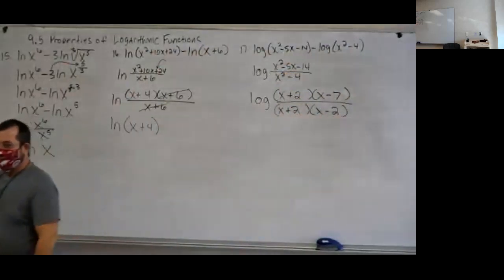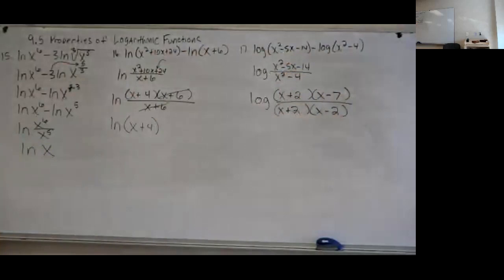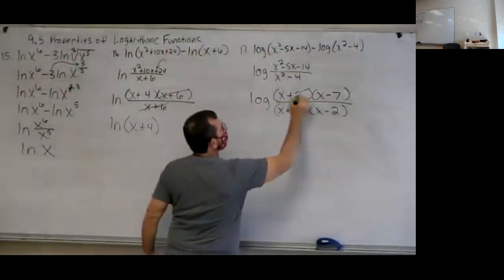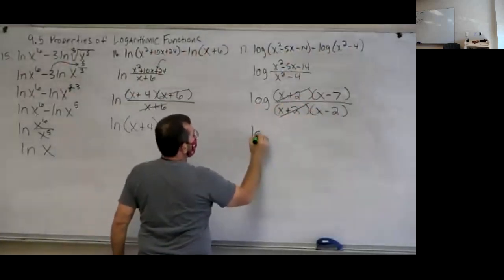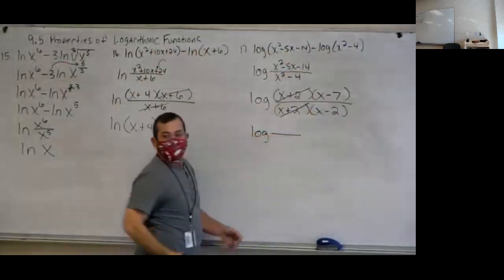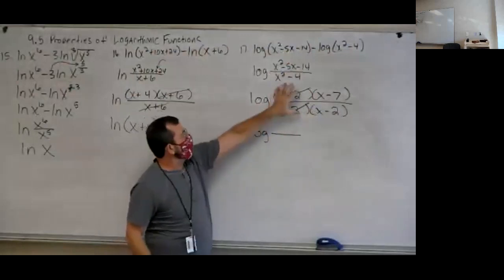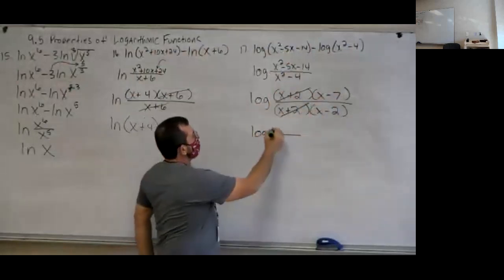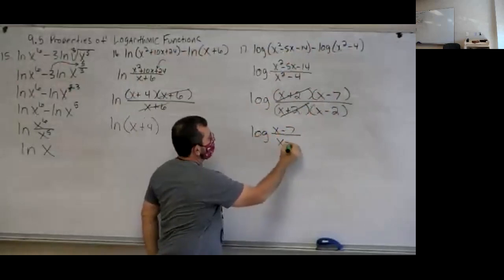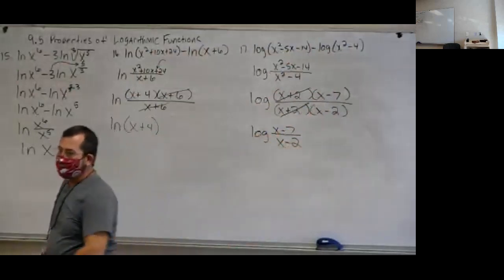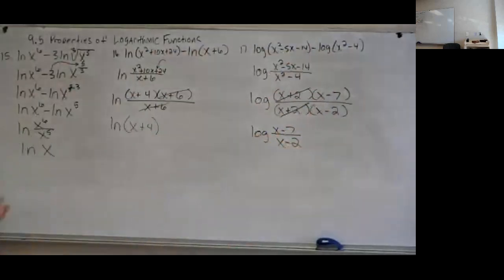Uh-oh. Guess what I'm about to do? I'm going to cancel out those x plus 2's. So I get a log. Now, since this one is going to end up with the fraction bar still, you don't have to put these in parentheses. You can do the x minus 7 over the x minus 2, okay? Because remember, it understands now, since that's a fraction, everything applies to that log, okay?